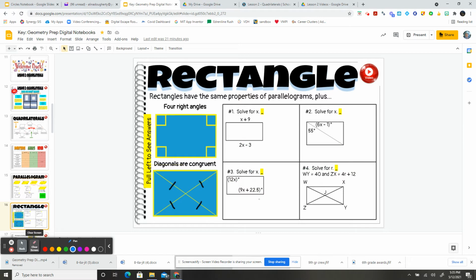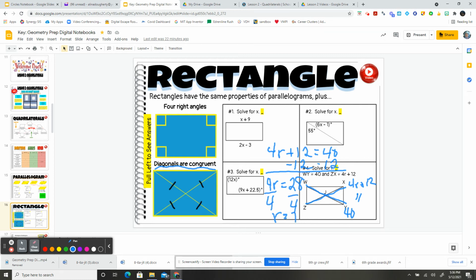Problem number 4 says WY equals 40. So we know the diagonals should equal the same thing. So this diagonal is 40, and then ZX, Z to X, is 4R plus 12. So I should be able to set those 2 things equal because the diagonals are congruent. So if I say 4R plus 12 equals 40, I can subtract 12 from both sides. And then I get 4R equals 28.